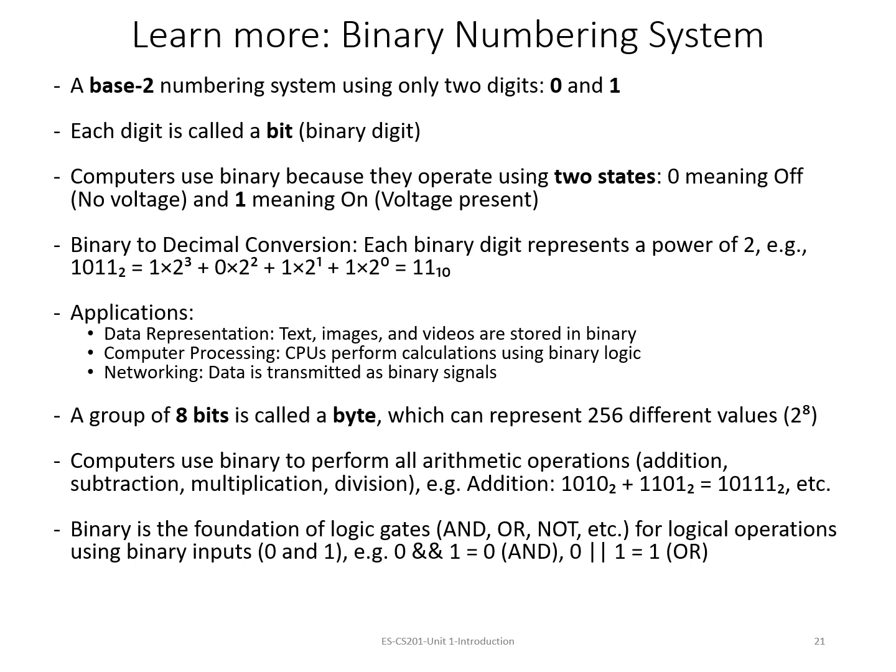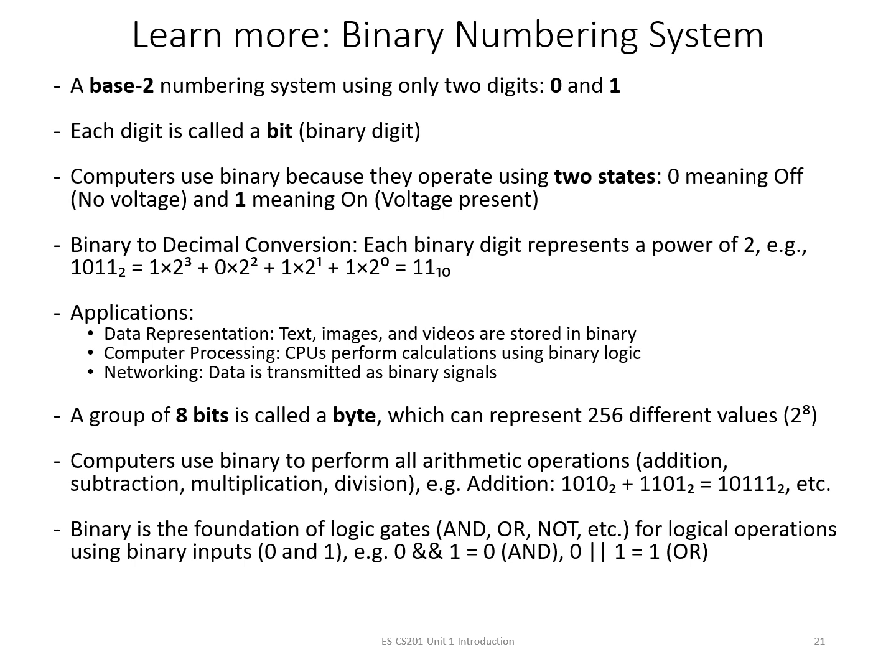Applications. Data representation: text, images, and videos are stored in binary. Computer processing: CPUs perform calculations using binary logic. Networking: data is transmitted as binary signals. A group of 8 bits is called a byte, which can represent 256 different values.